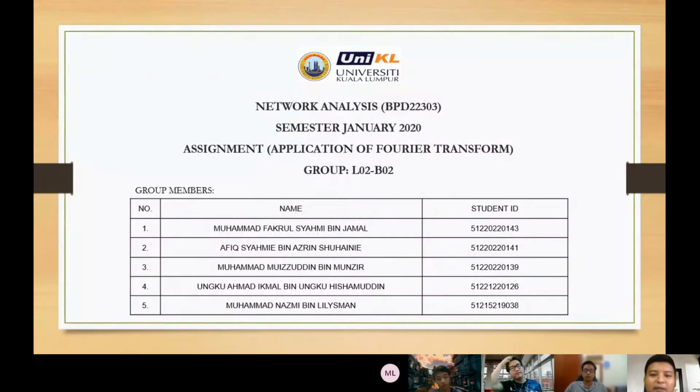Today we are Network Analysis students from group LO2 BO2. We are going to complete our assignment, which is the application of Fourier transform.